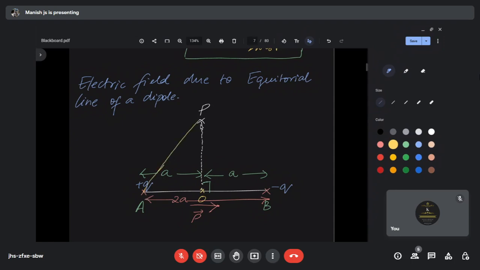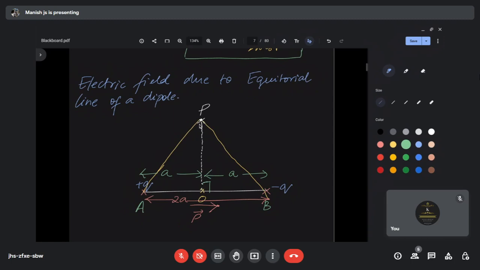You need to join both the charges to P like this. So you will get a triangular diagram. Once you have joined them, we try to study the electric field due to both the plus charge and the minus charge. The positive charge is located at point A, while the negative charge is located at point B.